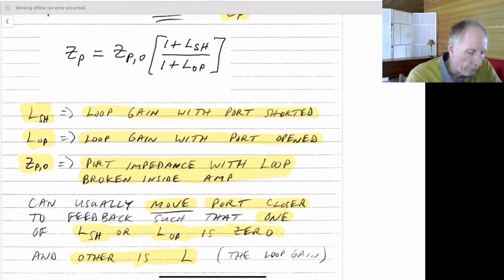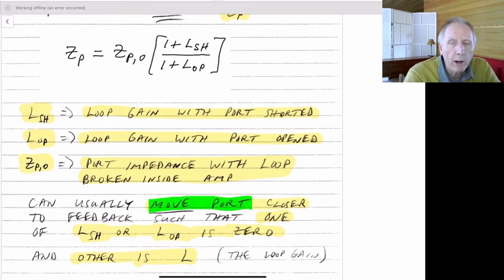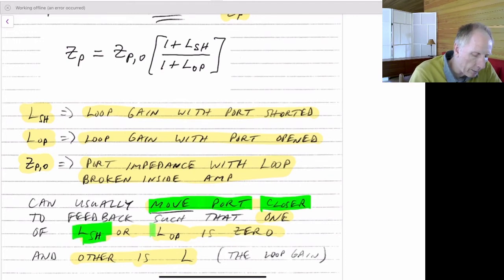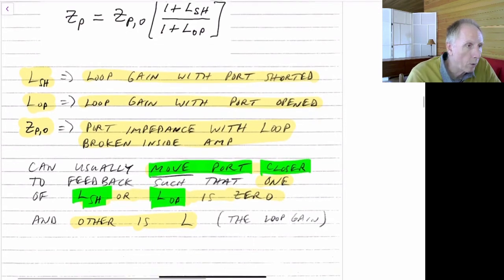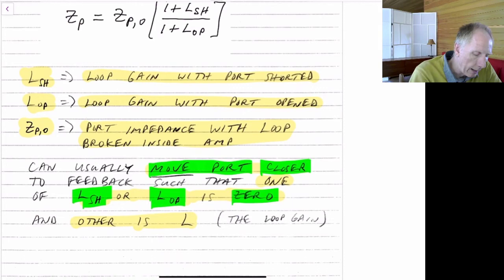Now generally what you'll find is, if you have a port that you want to find an impedance for, that port could be far away from the loop, could be not that close to the feedback loop, but you can generally move that port closer to the feedback. And if you do, then you'll find that one of either L sub SH, the loop gain when the port is shorted, or L sub OP will be 0, and the other will just be your standard loop gain. And that will make life a little bit easier.